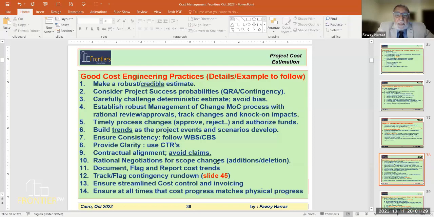Good cost engineering practices. Of course, this is just a summary of the key elements to make a good cost engineering exercise. All these items are detailed later on. Let's go. So first thing is to make a robust, credible estimate.